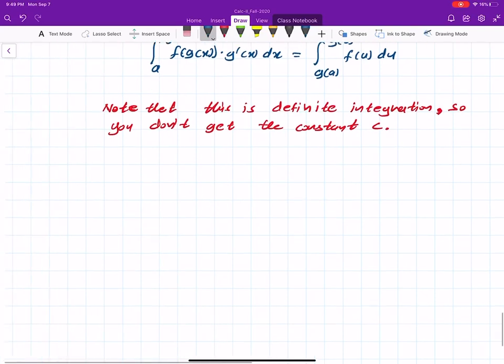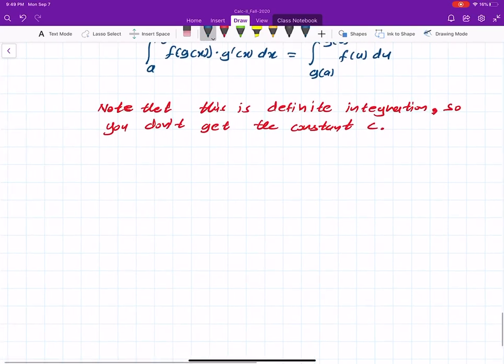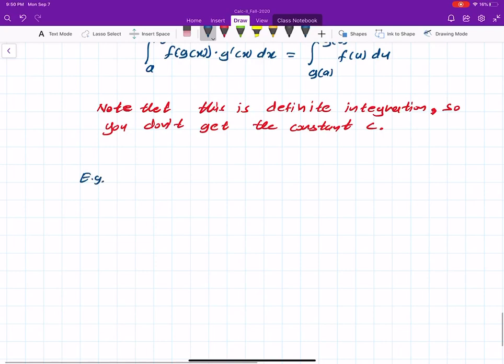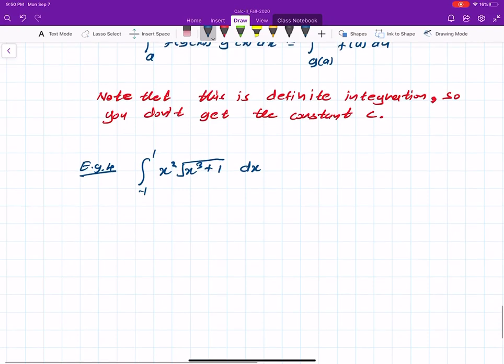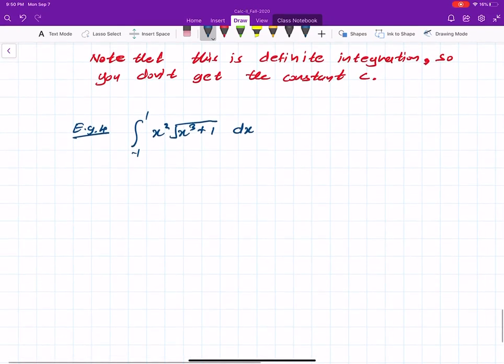Right, so let's move directly to an example, so I can explain the theorem well by using the example. Example 4, you're going to integrate from -1 to 1 the function x squared times the square root of x to the power 3 plus 1. All right, so this is the first problem.